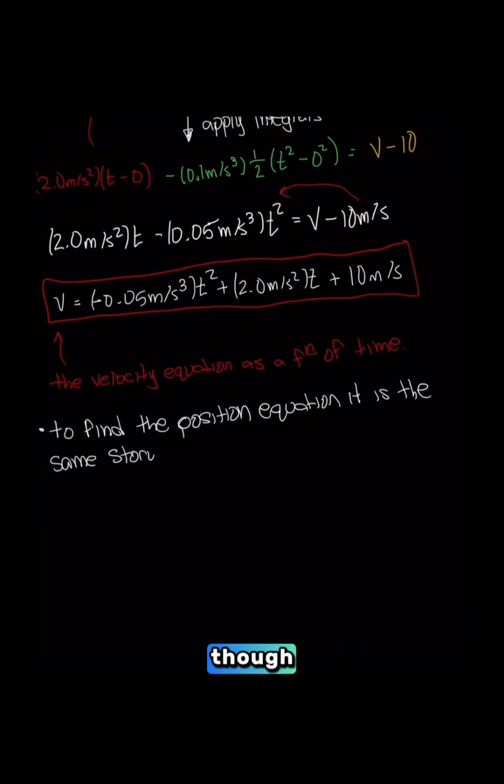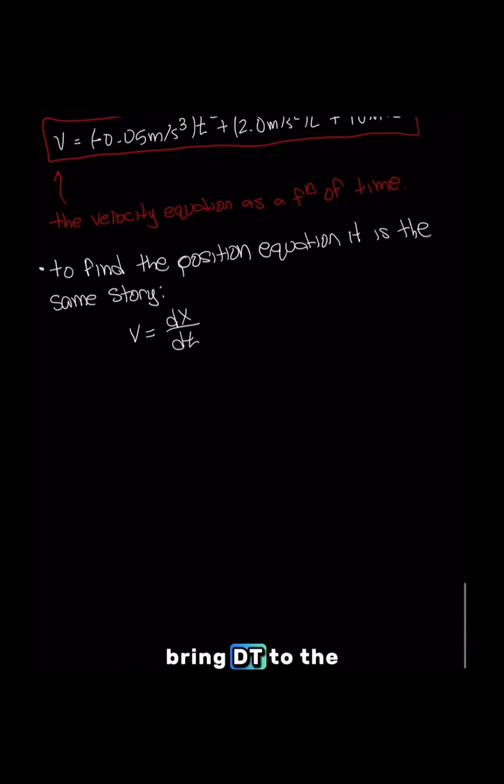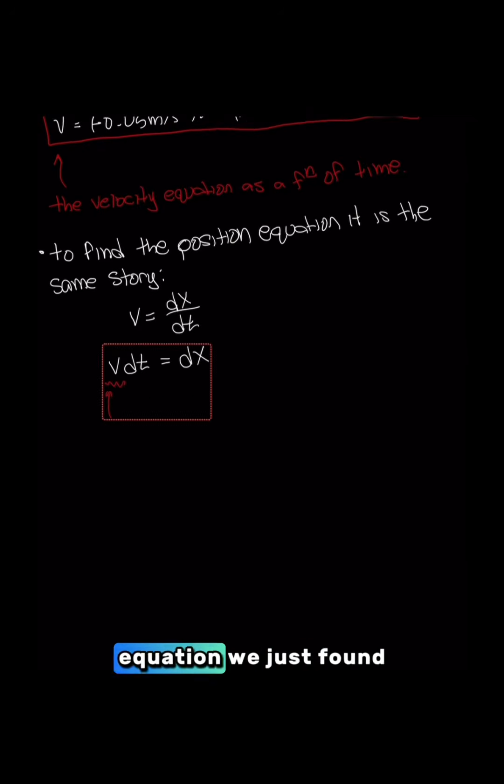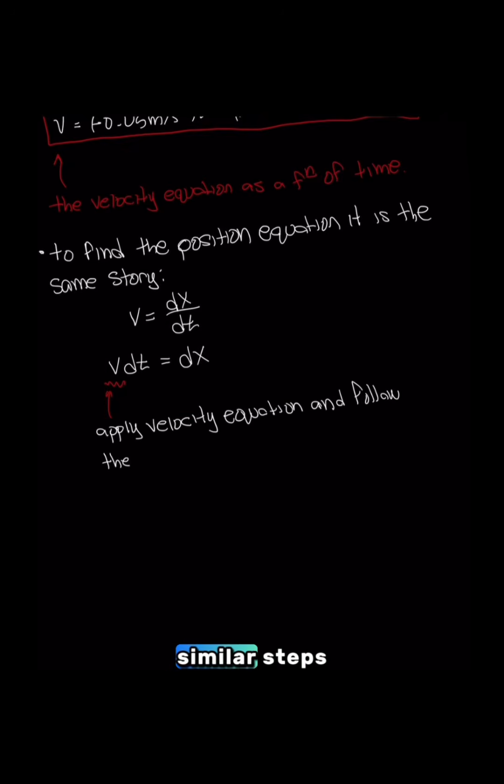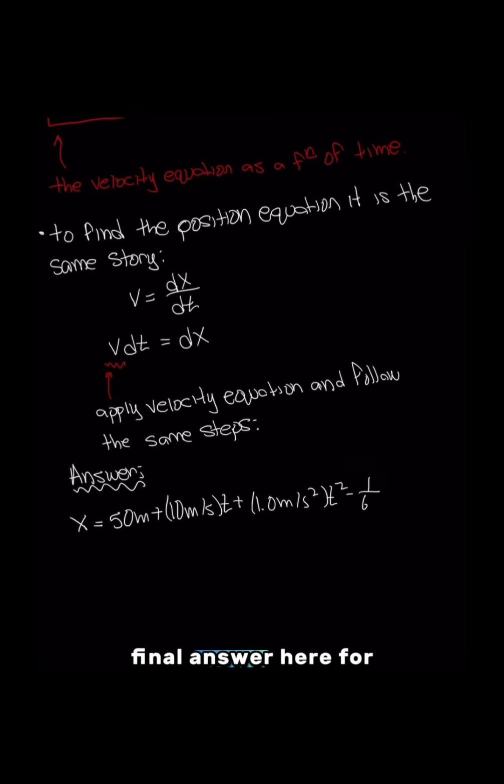Instead of the acceleration though, we start with the velocity equation here, bring dt to the other side. Then we can apply the velocity equation we just found and follow the same similar steps. And if you do that, you get the final answer here for the position.